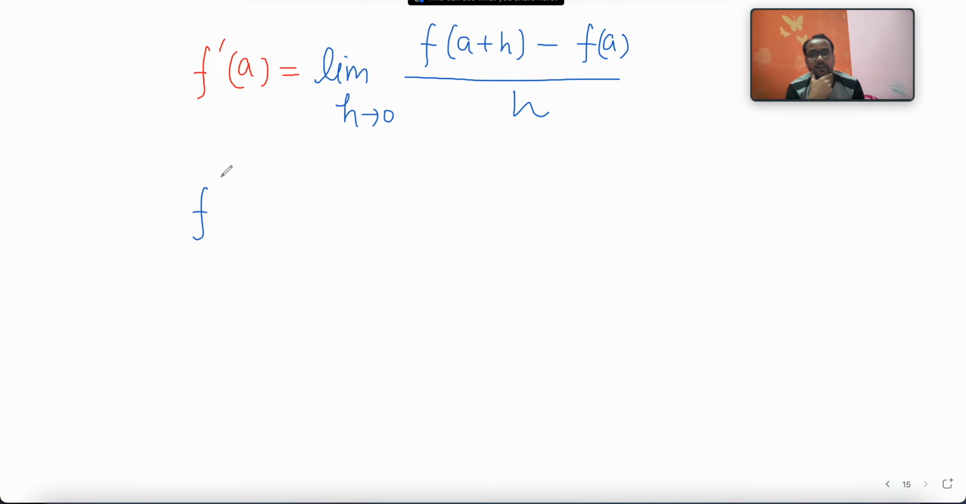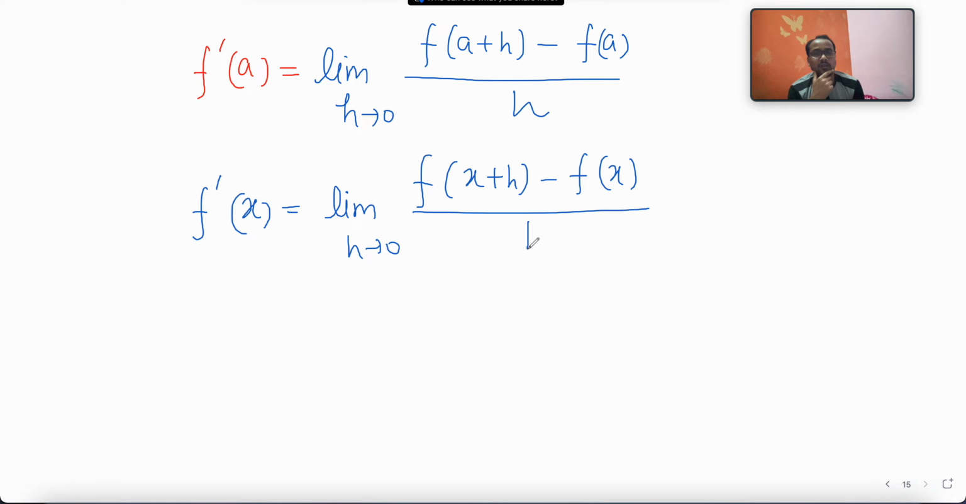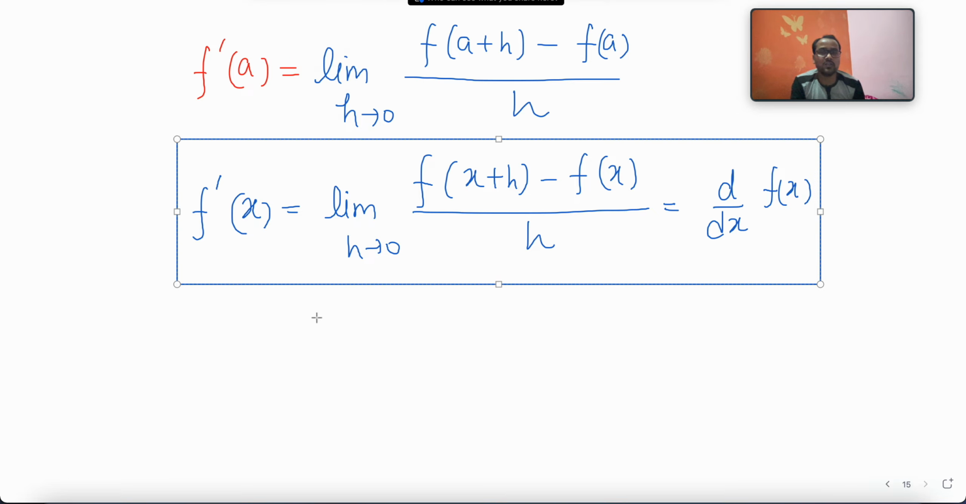So if I want to find f dash x, simply replace a by x. It would be limit h tends to 0 f of x plus h minus f(x) upon h. So that is the general derivative of f(x) with respect to x. You can also write it like d by dx of f(x). I hope this thing is clear. So for finding the derivative of given function, we will be using this formula.